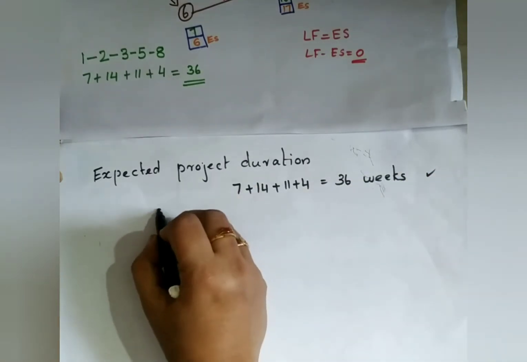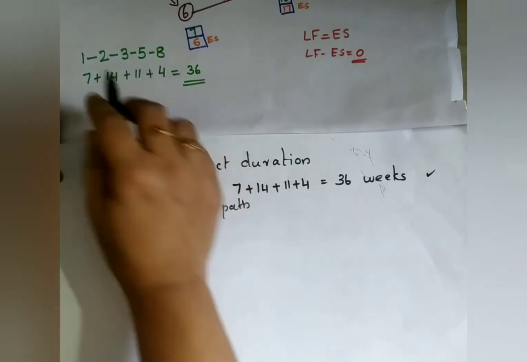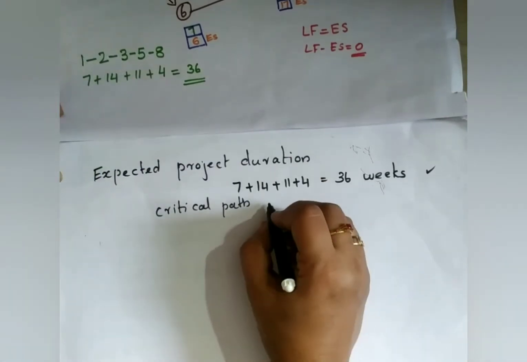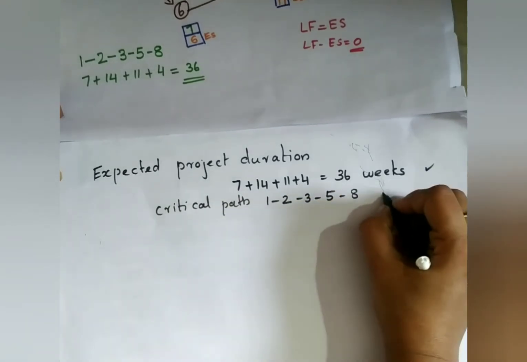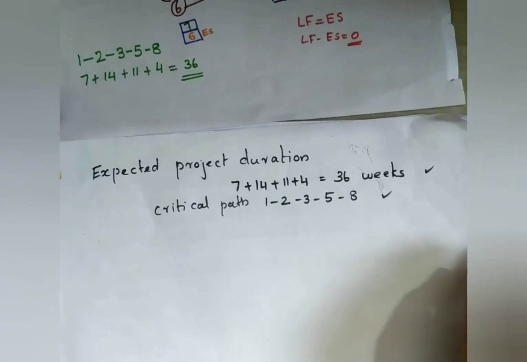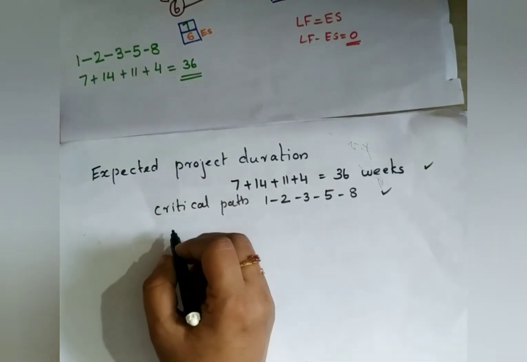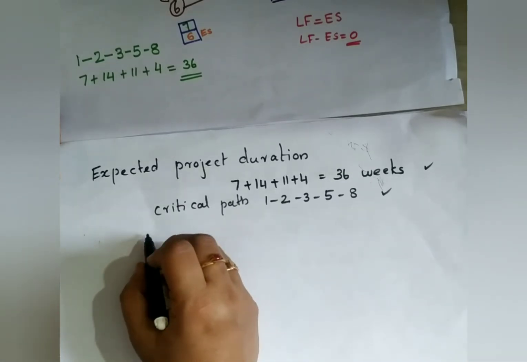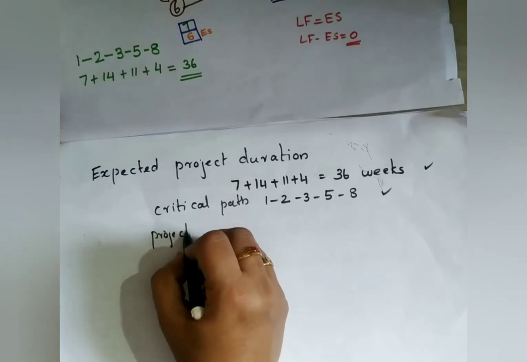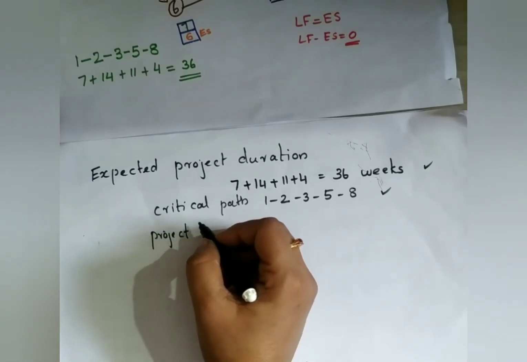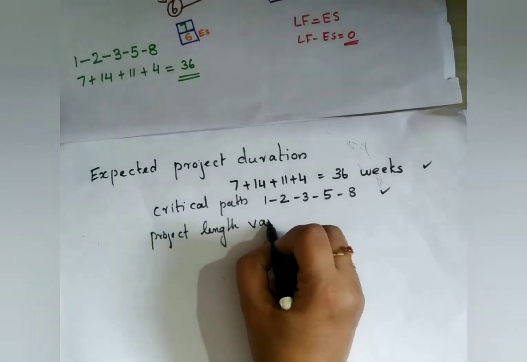Now here I will write the critical path also. So what is the critical path? We already got it here. See, 1 to 2, 2 to 3, 3 to 5, 5 to 8. This is my critical path. That also we got. Okay, so what is next? Next is project length variance.